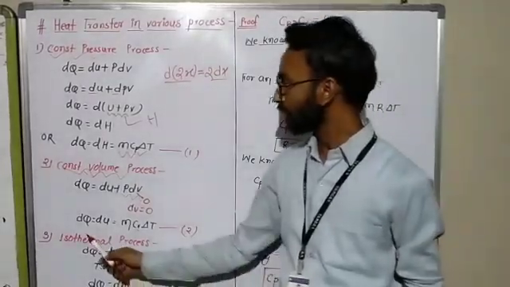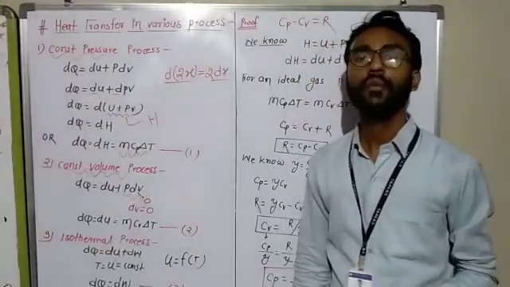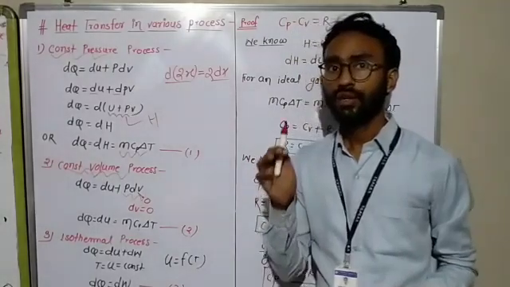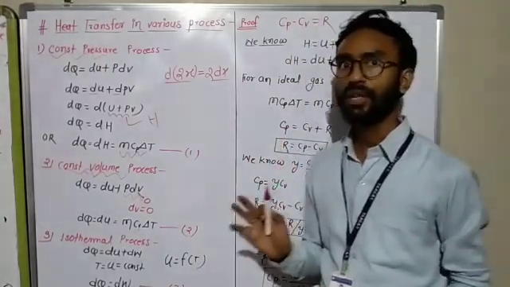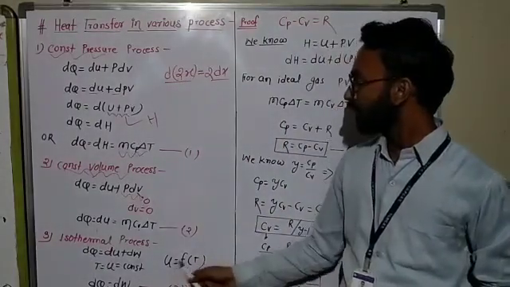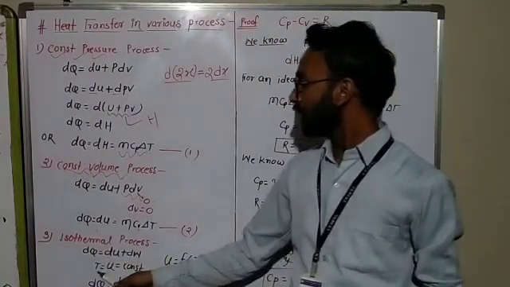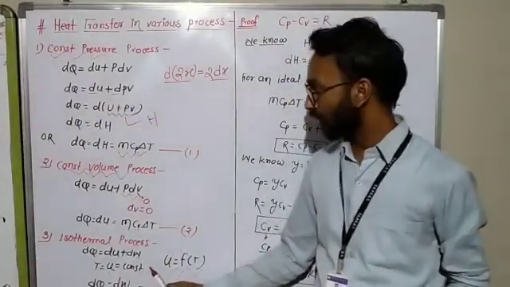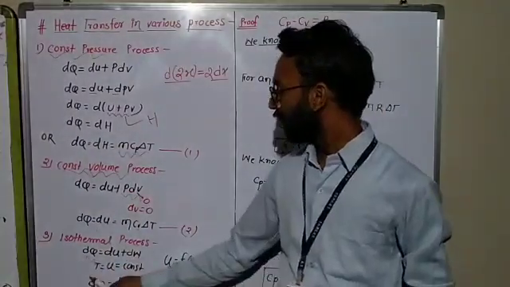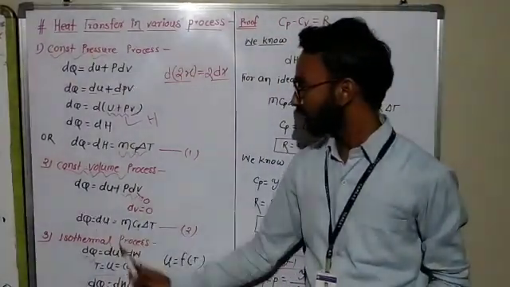Now, the third process is the isothermal process, and the isothermal process is known as a constant temperature process. We know very well that in the constant temperature process, the temperature is dependent on the internal energy only. That means U is a function of the temperature. That means the temperature will be constant, and U also will be constant. Now, this dQ is equal to only dW. These are the relations for the isothermal process.